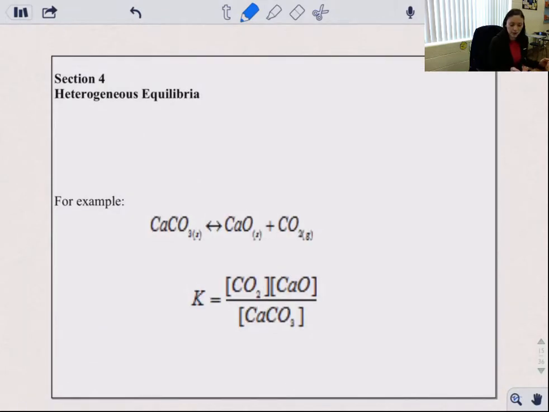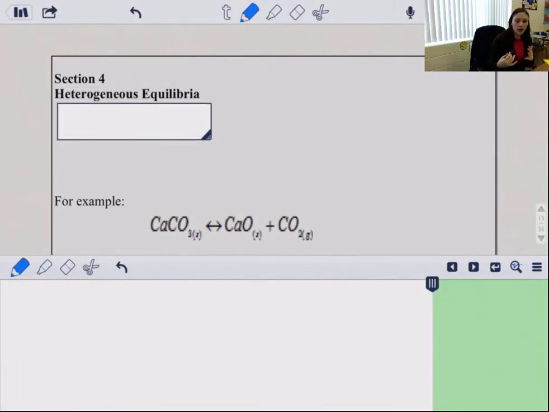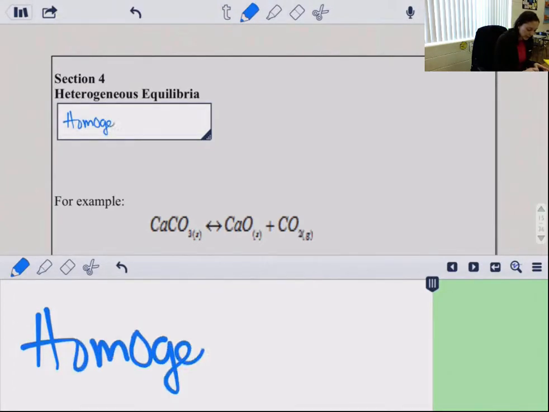All right, the last thing here is heterogeneous equilibria. Heterogeneous equilibria means that you have something that's different. So here we're dealing with different states of matter. Before, we had only discussed things that were all in the same phase, and those are homogeneous equilibria.